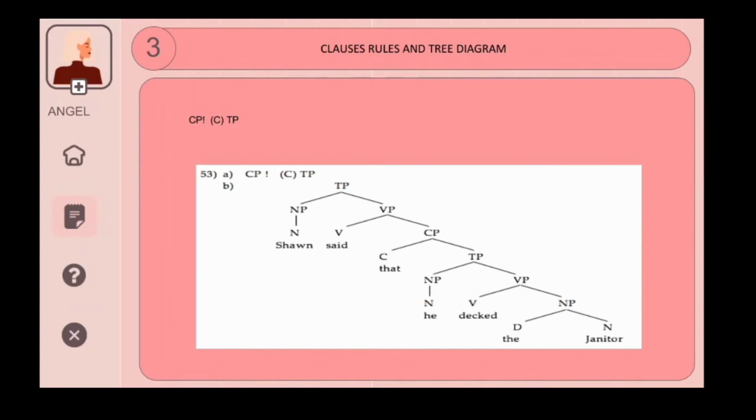So we use that. The rule here is CP, which means complementizer phrase, and then the complementizer, then the tense phrase. So the sentence might go: Sean said that he decked the janitor. Before it is "Sean said," the tense phrase that has a noun and a verb, and then "he decked the janitor," noun and then verb, and then the noun phrase, the janitor.